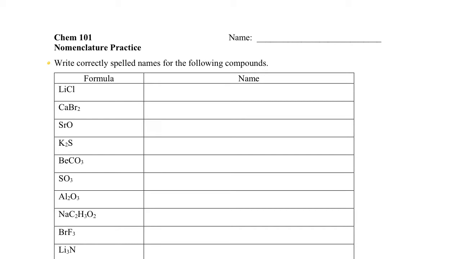So when we're dealing with the first one here, we notice we have a metal and a non-metal. So we're going to write this name as the name of the metal, followed by the non-metal as an ionic compound. So metal, non-metal halide. So we have lithium, followed by chloride. Right? I don't need to specify there's only one lithium or only one chlorine because it's an ionic compound. Let's go to the next example.